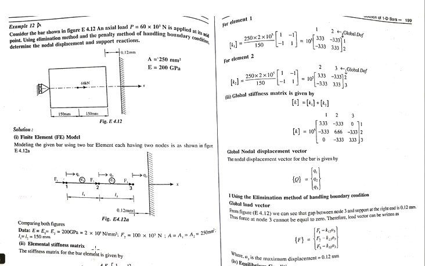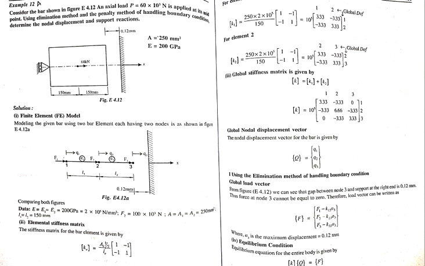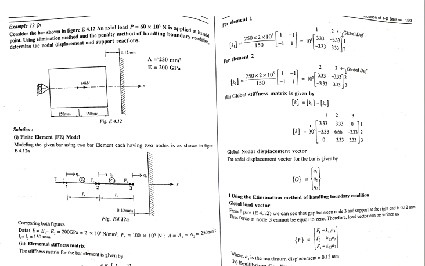Now the elemental stiffness matrix, which is K equal to AE by L times the matrix [1 -1; -1 1]. Here they have found the elemental stiffness matrix for both the elements, element number 1 and element number 2, and both elements will give us the same result because the area is the same, Young's modulus is the same, and lengths are also the same. Hence we get the same solution for both elements. Then the global stiffness matrix. You know how to merge these two matrices to get the resultant matrix, that is the global stiffness matrix. So you just solve this.